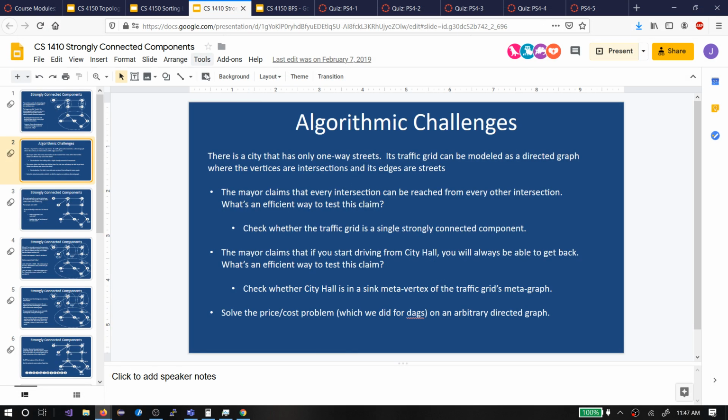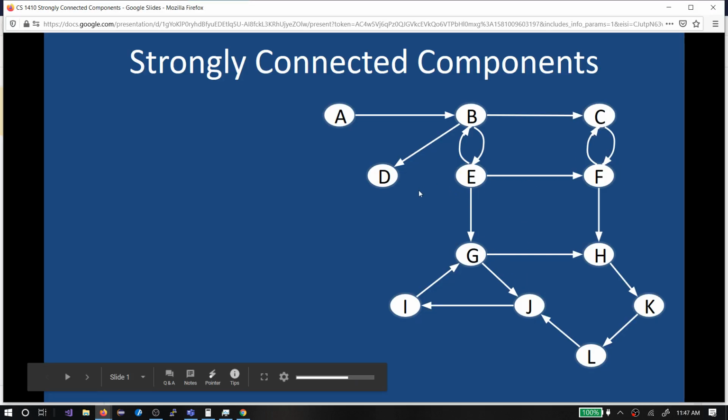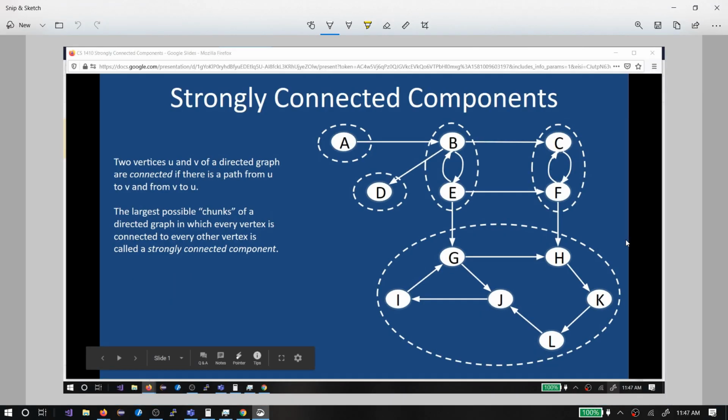So back to it. I want to go up to here and go forward a little bit. There we are. And let me try to make a copy of it. Okay. So let's do an experiment. What if we had to solve that price cost problem on this graph right here? So for a minute, ignore the dotted lines. Just look at the original graph.